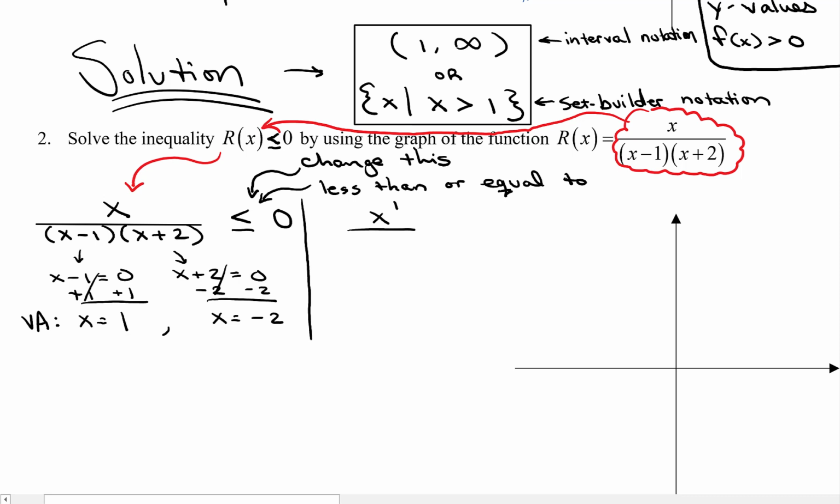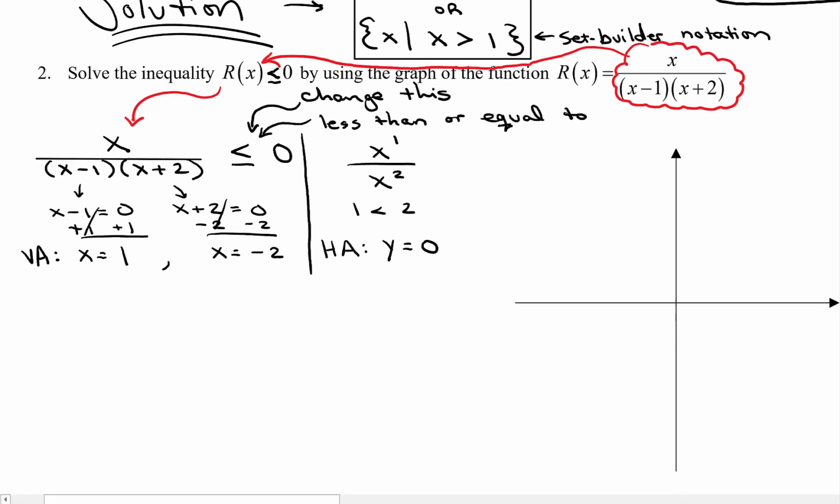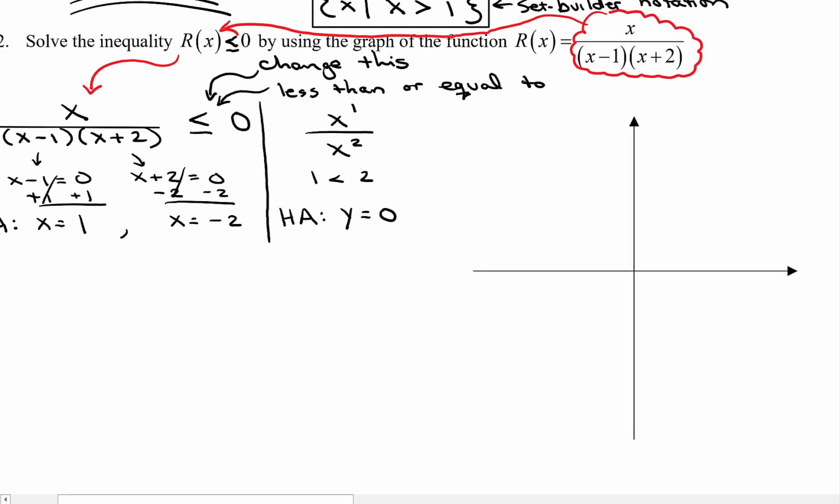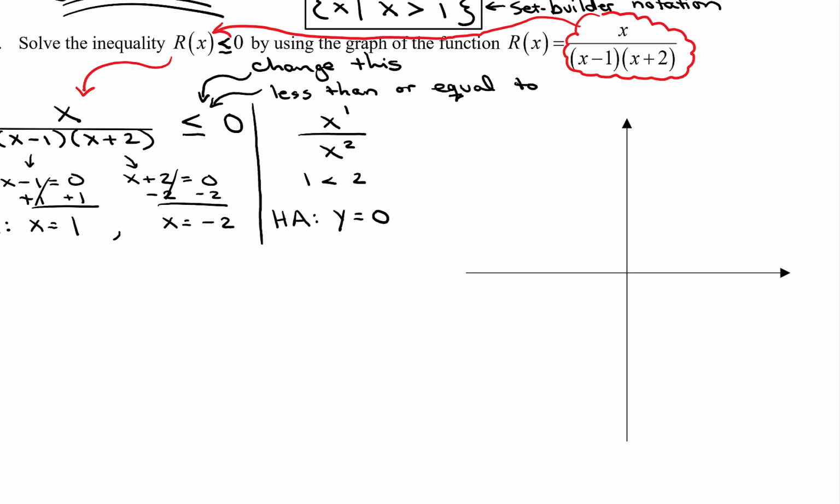I'm also going to look to see if there is any horizontal or oblique asymptote. I can tell that here we have basically x to the first over x to the second. Since 1 is less than 2, we're going to have a horizontal asymptote at y equal to 0. There are 3 asymptotes here: 2 vertical and 1 horizontal. I'm going to go ahead and graph these asymptotes so they can help me in creating this sketch of the graph.